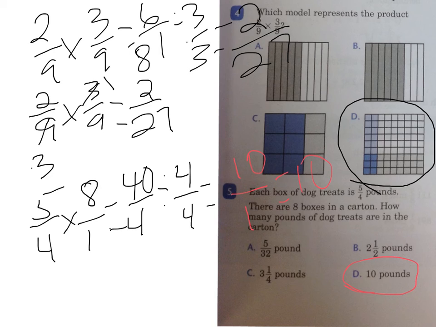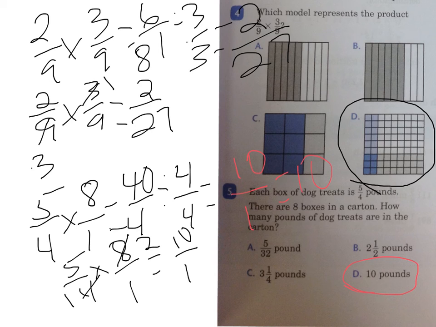Now, if we wanted to simplify this, we could easily write our problem over again, 5/4 times 8/1. And we know we can't really do anything with the 5 and the 1, but we can with the 4 and the 8. So they both will divide by 4. 4 will divide into 4 one time, and then 4 will divide into 8 2 times. And there we go, 5 times 2 is 10, and then 1 times 1 is 1. It's going to simplify into 10. Alright, so let's go forward. Let's go on to number 6.